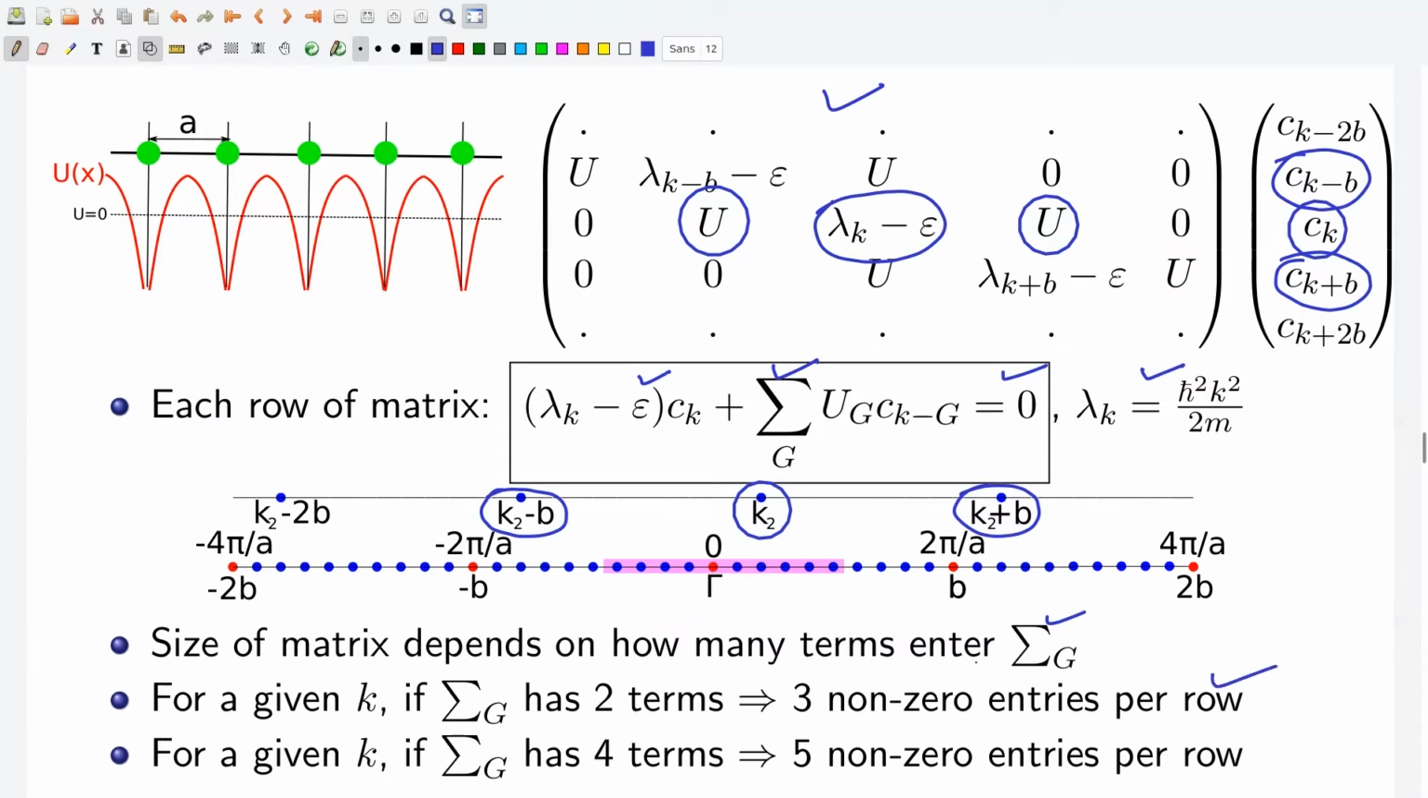If the sum over G has 4 terms, that is, if we take k2, then we have to also consider k2 minus b, k2 minus 2b, k2 plus b, and somewhere there will be another point, k2 plus 2b. In that case, there are 5 non-zero entries per row.